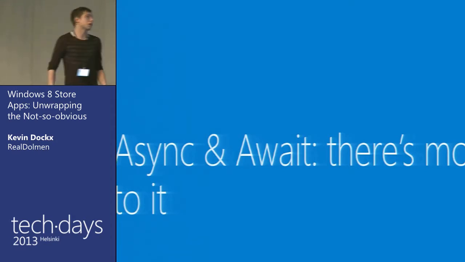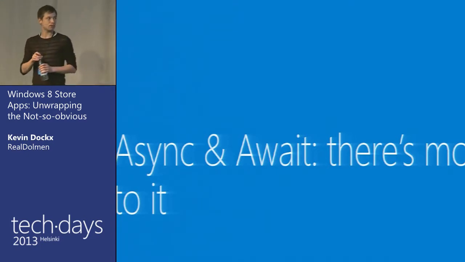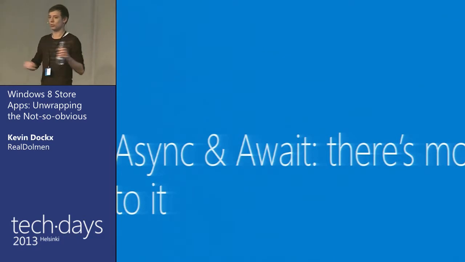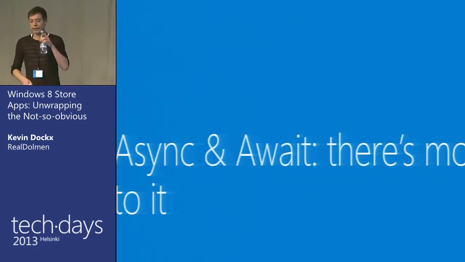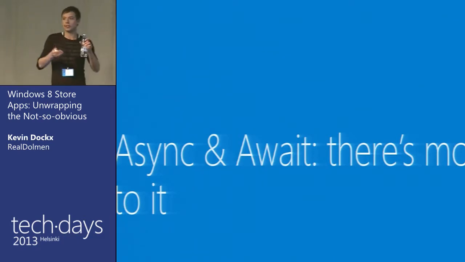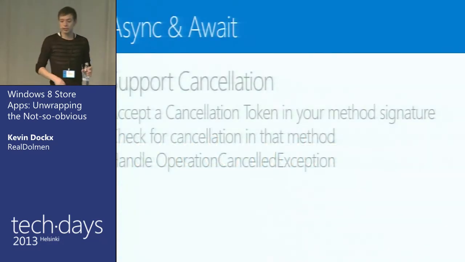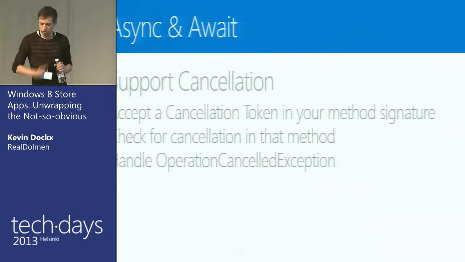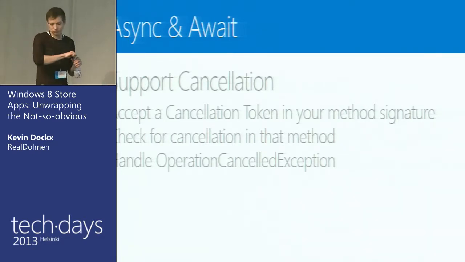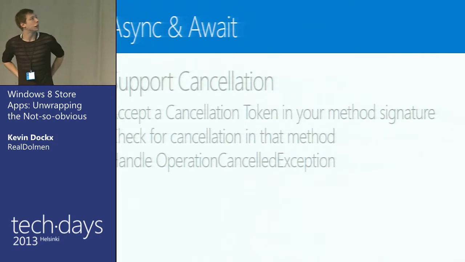Async and await is a very important part of Windows Store applications. You run into them all the time. But there's more to it than just the async and await keywords, of course. And here are a few of the things that you may run into. I'll show you the code for that as well. I just have to show you, because else I'll run out of time.